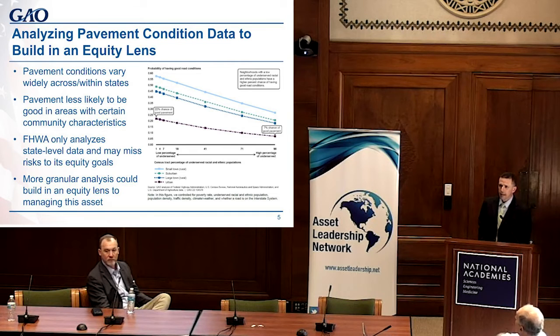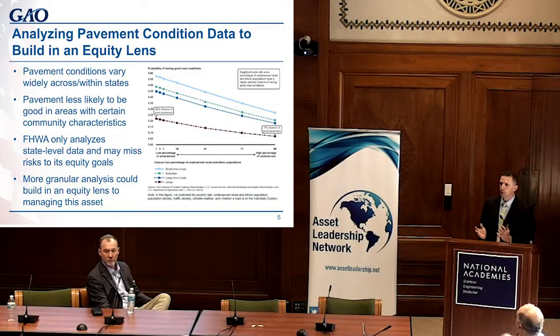Second recent work I'll highlight came out in July. This is a slightly different flavor of a report. It's on pavement conditions in the national highway system. Our highways are definitely an asset, but we have applied a unique equity lens in our approach to this report that I think will be of interest to you.